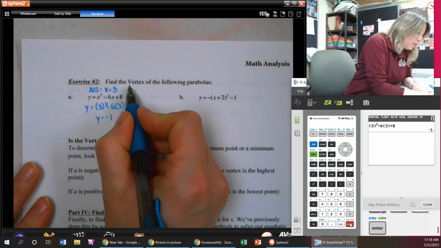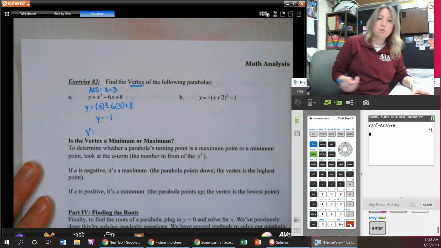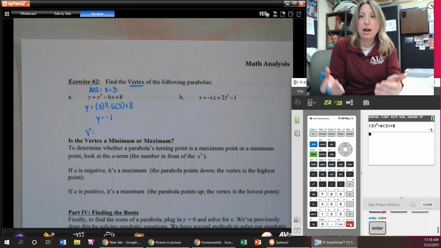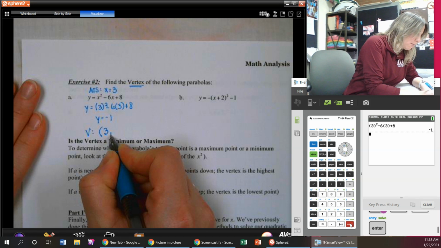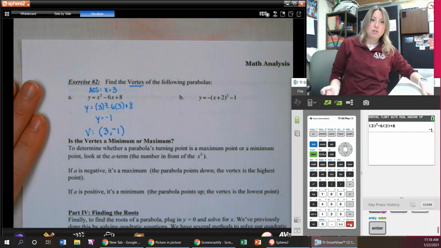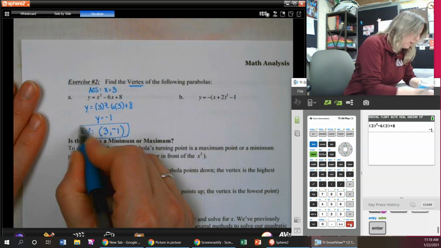So when I'm asked for the vertex, I'll just do V for vertex, right? But it's got to be in point form, parenthesis, x, comma, y, end parenthesis. That's our answer for the vertex.